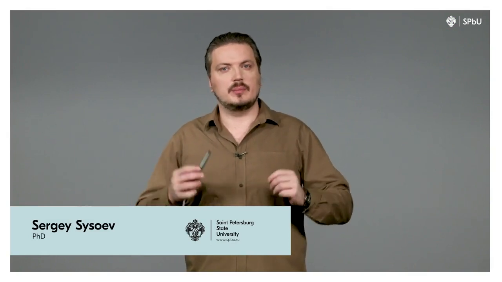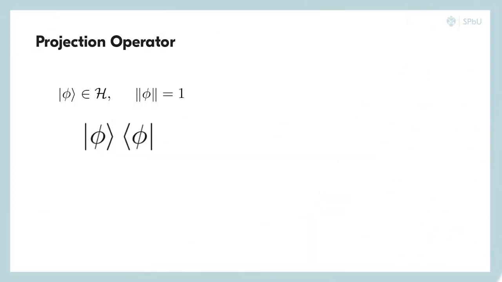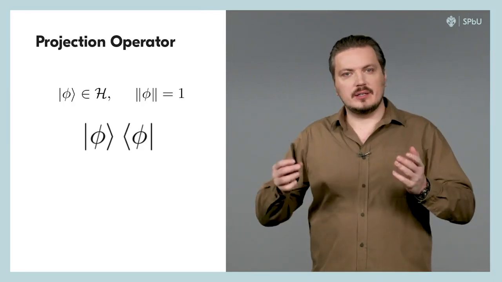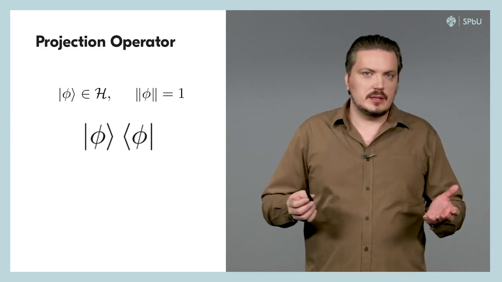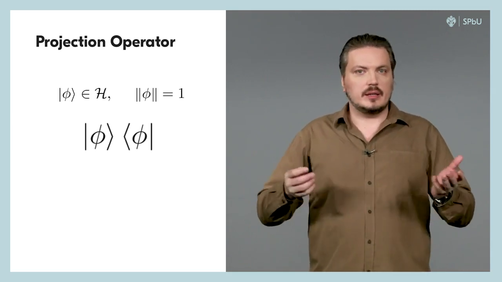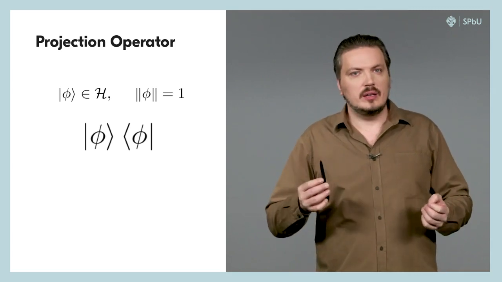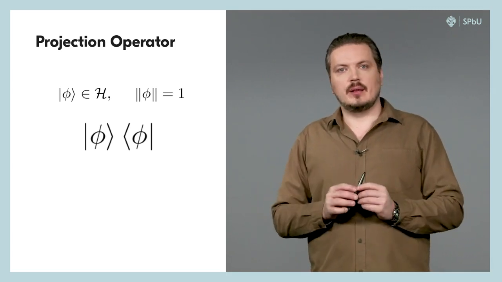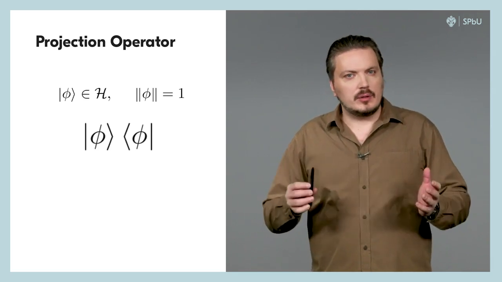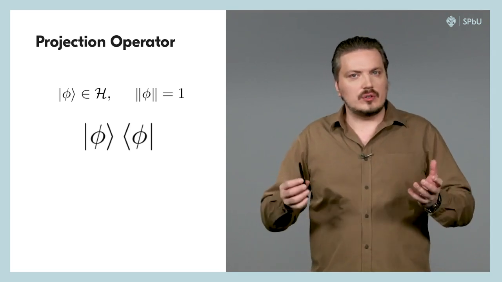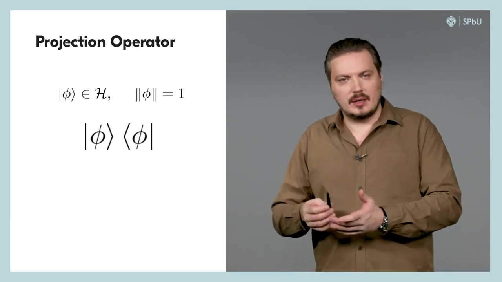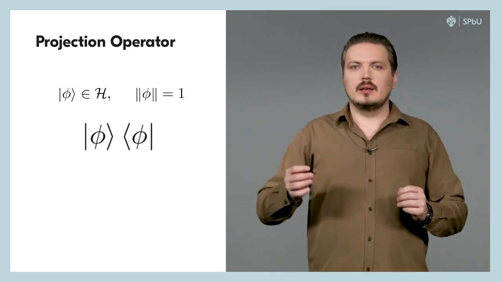In this lecture, we will discover several examples of Hermitian operators. Our first example will be the operator of this kind. We choose some unit vector phi in our state space, and then in the bracket notation we write ket phi and then bra phi. Unlike the scalar product, where bra precedes ket, here we have a reverse order, so it is not a number like in the scalar product, but an operator. Let's see how it works.